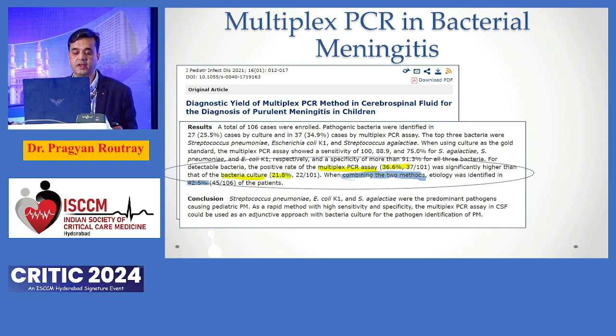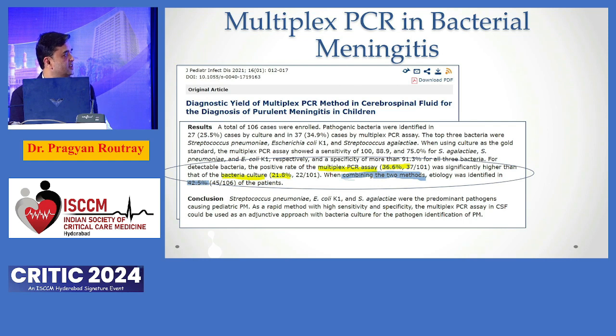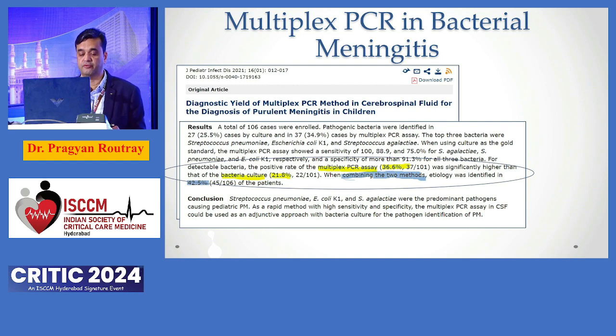If you use both of them, getting a diagnostic yield is very important, as you understand that meningitis is very lethal, very potent. If you are unable to treat at the right time, it causes mostly mortality or some sort of morbidity. This study says that using both multiplex PCR along with routine culture helps in a very good yield.